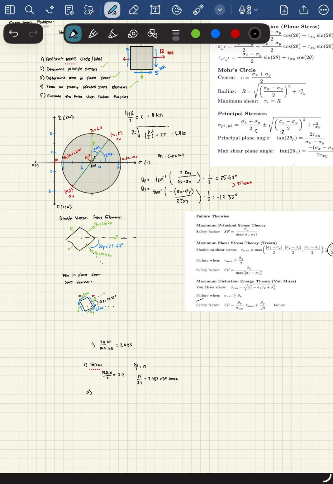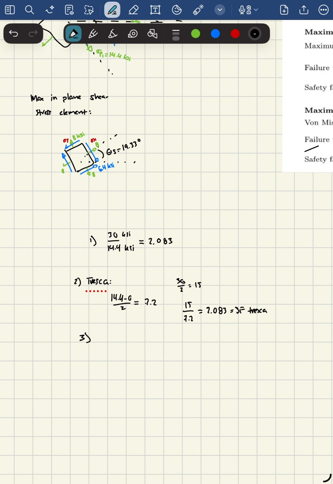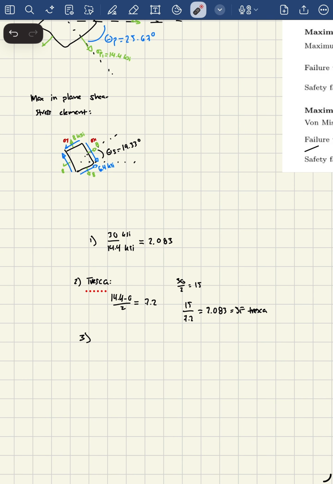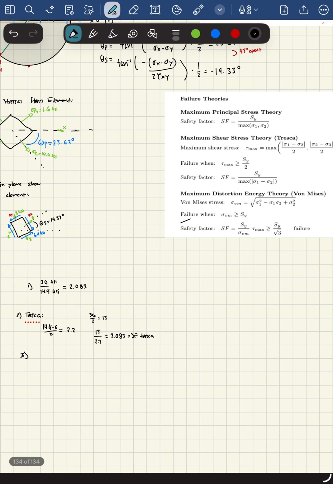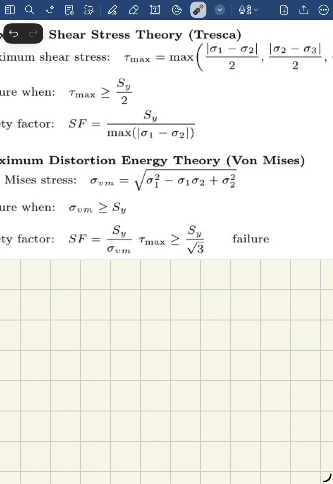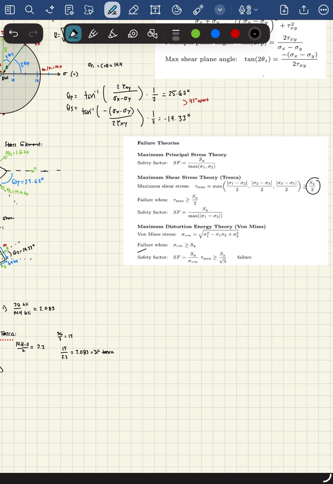It's the most common one, and it's the one most used because this one tends to be overly conservative. Obviously, this is per question. This one's overly conservative. This one's usually not conservative enough. This one's like just right in the middle. And this is going to be von Mises. You have to figure out this, and then just compare it to the yield strength. And that is all there is to this part.